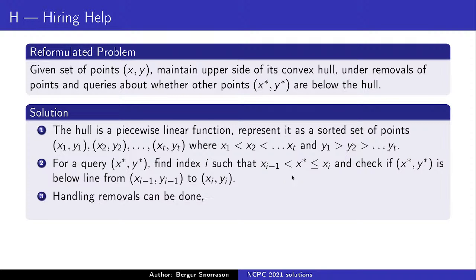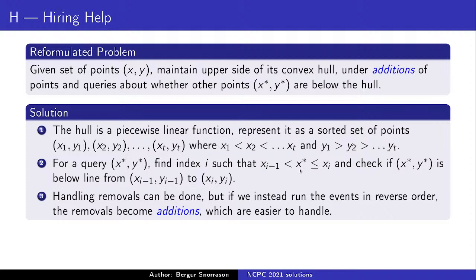Then we have to handle the removals, and there are ways to maintain this data structure under removal of points, but it's a little bit messy, and it's actually a lot easier to handle additions. And here we don't have to solve all the queries in order. Because we get all the queries in the input, we can choose to run all these events in reverse order, and then the removals become additions, which are easier to handle. So we slightly reformulate the problem even further to talk about additions of points instead of removals of points.